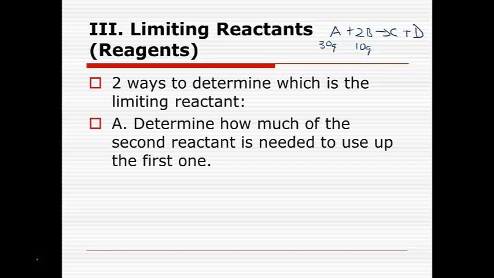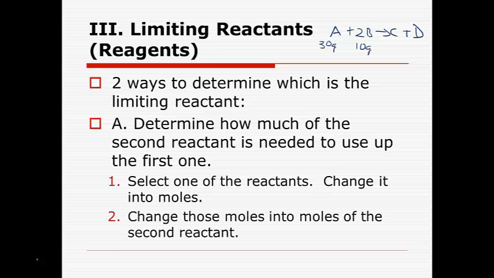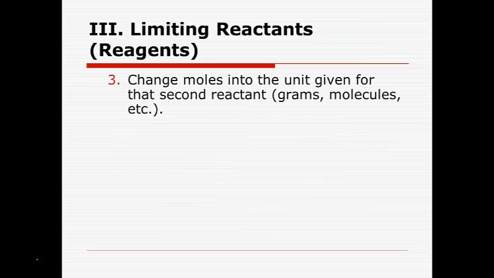First way, figure out how much of the second reactant is needed to use up the first one. Pick one of the reactants, it doesn't matter, either A or B. Then change it into moles. Then change those moles into moles of the second reactant. Then change the moles into the unit given for the second reactant.